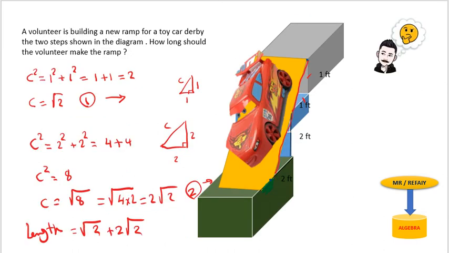Now we can move back again to the first slide here. And now I think you know that we can add these two. Why? Because they are like radicals. Yes. So here it's equal to 3 root 2. Okay.